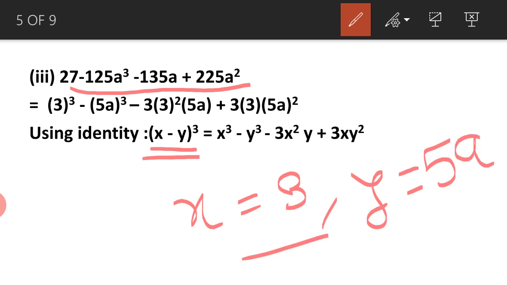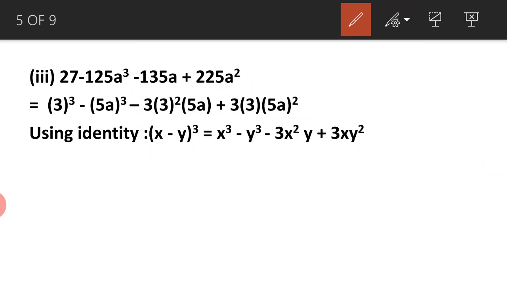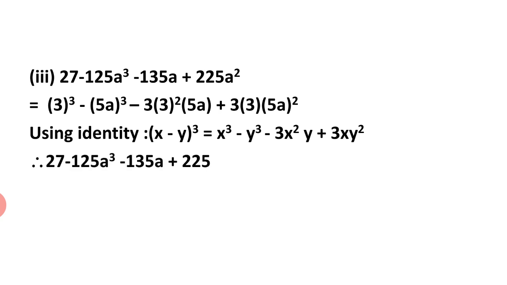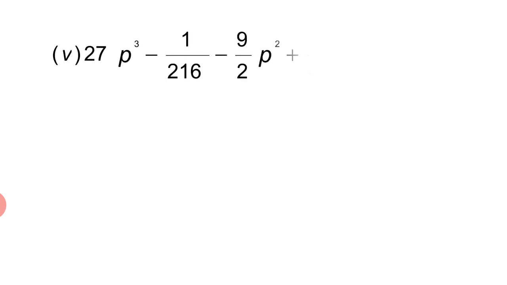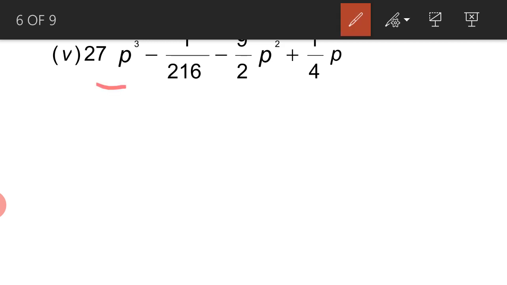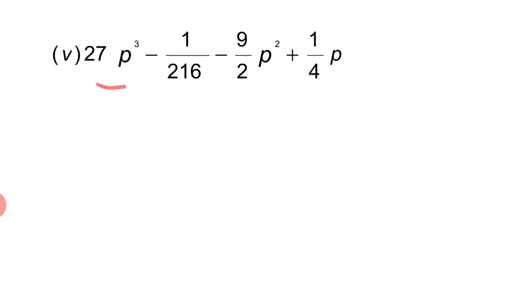That means this particular expression can be factorized in this format, that is x minus y whole cube, and here x will be equal to 3 and y will be equal to 5a. This is very important, identification of these values. If you commit mistake in identifying these values, then answer will be wrong. Understood? So now therefore we write the given expression is equal to 3 minus 5a whole cube, and that is 3 minus 5a into 3 minus 5a into 3 minus 5a.